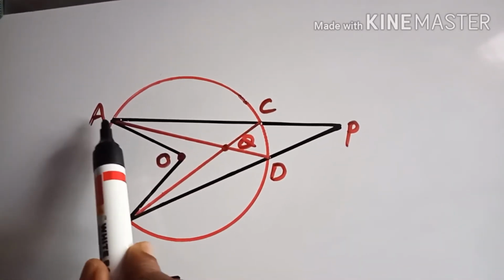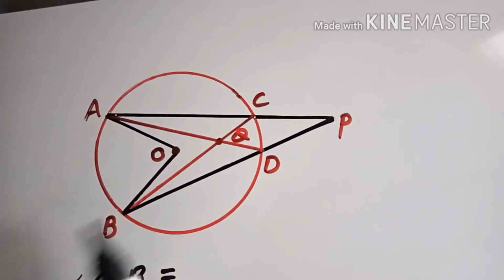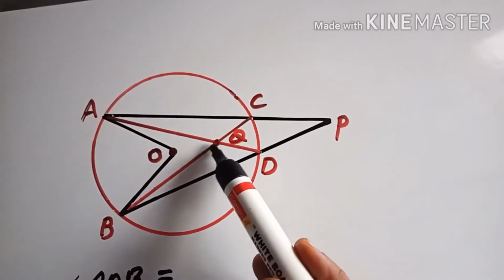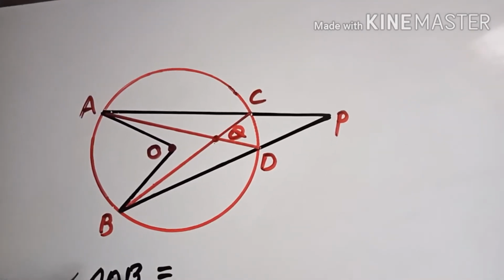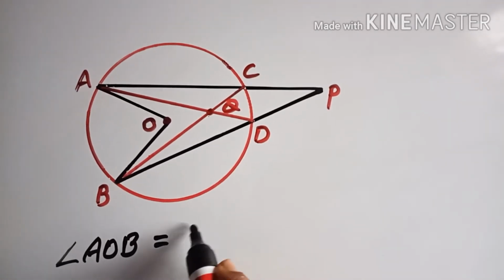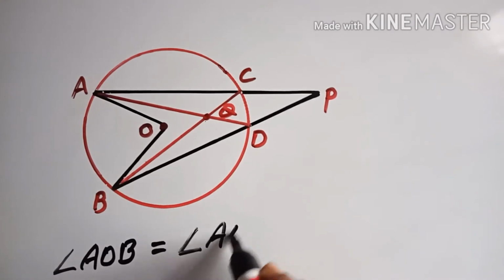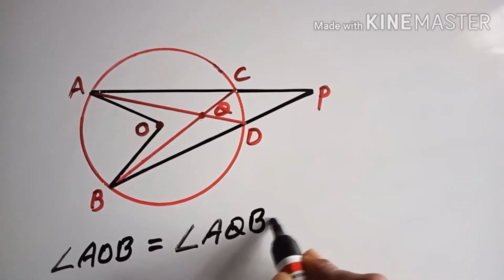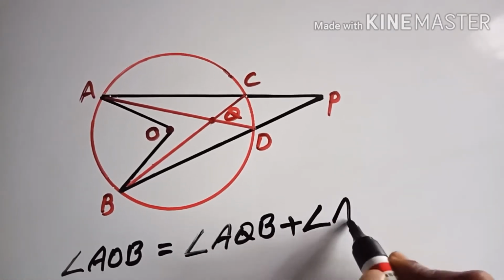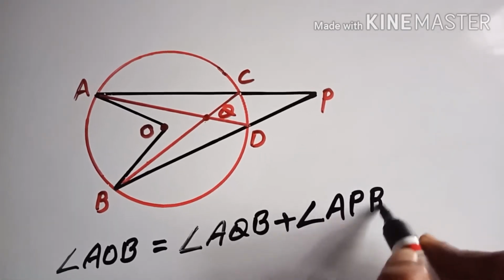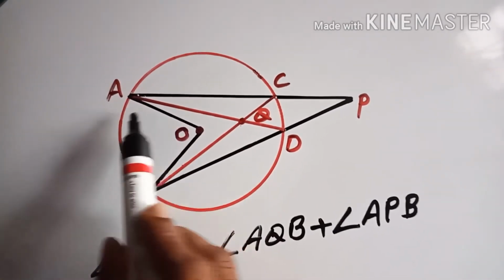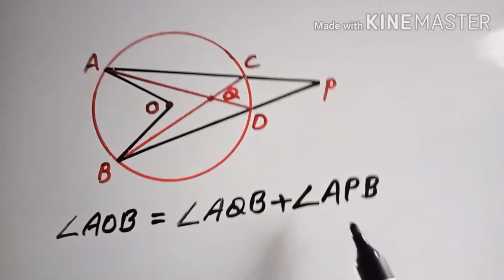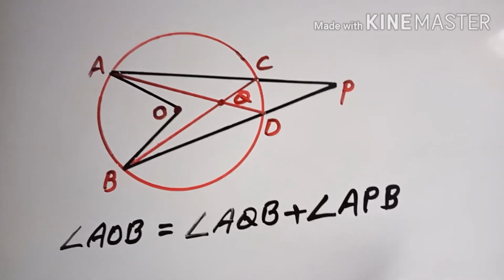That means angle AQB plus angle APB. That is, angle AOB equals angle AQB plus angle APB. Okay, the sum of these two will be the same as this angle AOB. This is what we need to prove here in this question.